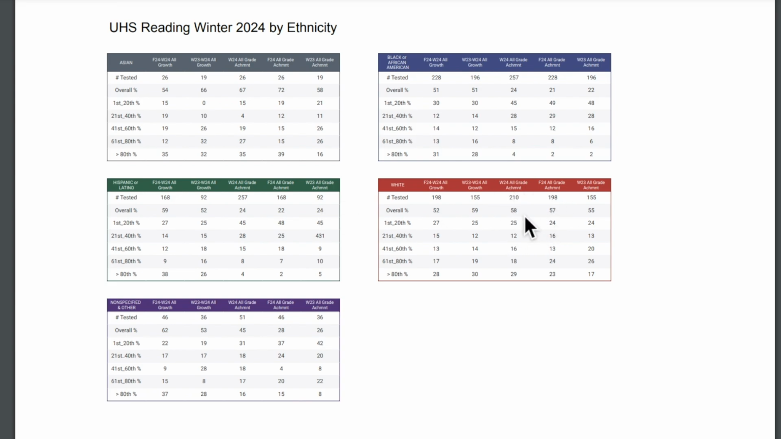White students, we have the growth from fall to winter, winter to winter, and then for this past winter, our white students are performing at the 58th percentile in reading. In the fall, 57th percentile, and last winter, 55th percentile.